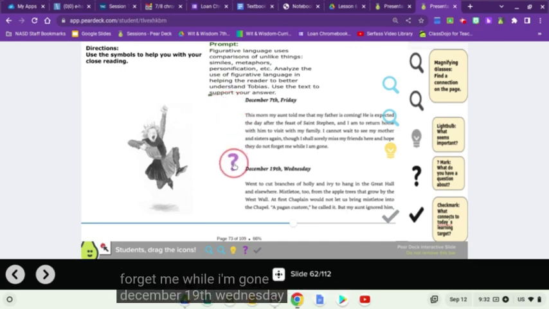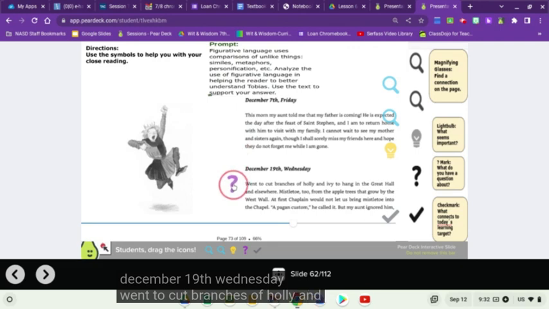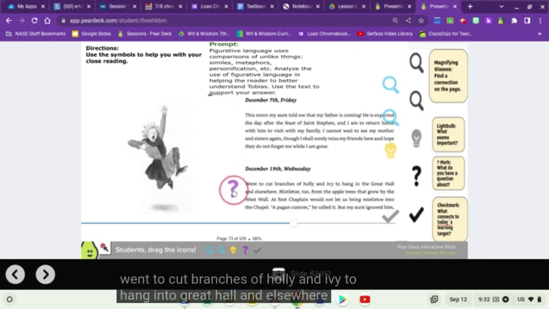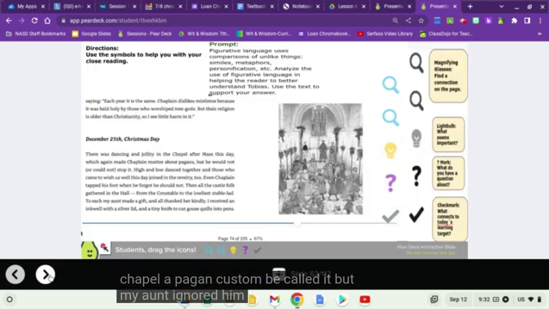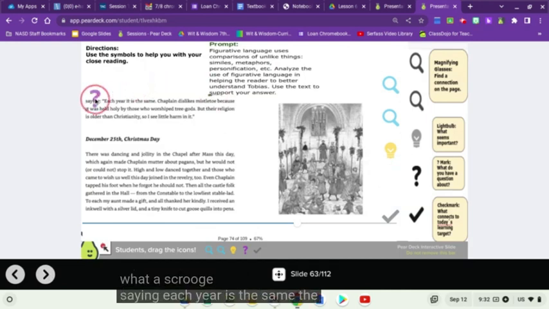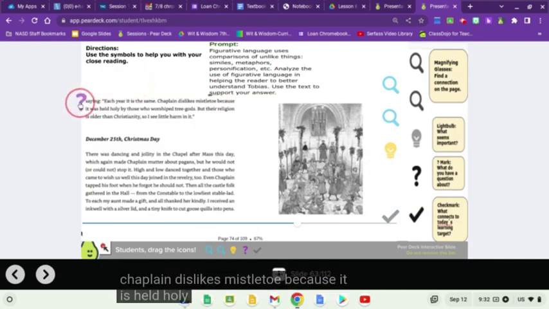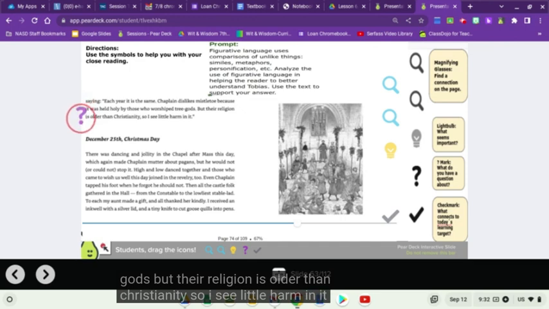December 19th, Wednesday. Went to cut branches of holly and ivy to hang in the great hall and elsewhere. Mistletoe, too, from the apple trees that grow by the west wall. The first chaplain would not let us bring the mistletoe into the chapel. A pagan custom, he called it, but my aunt ignored him. Slide 63. Saying, each year it is the same. The chaplain dislikes mistletoe because it is held holy by those who worship tree gods, but their religion is older than Christianity, so I see little harm in it.